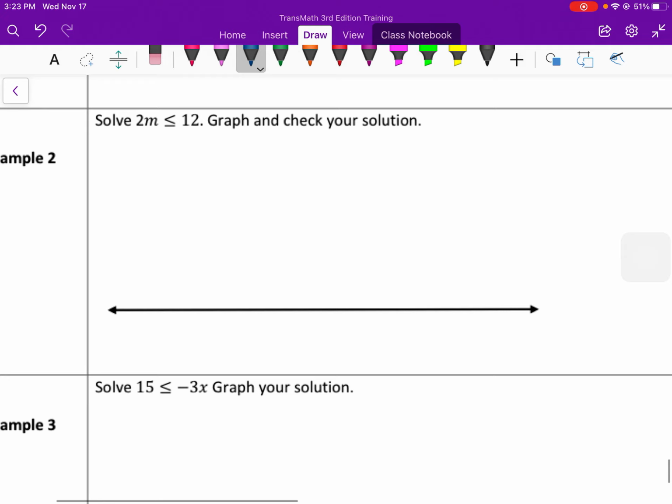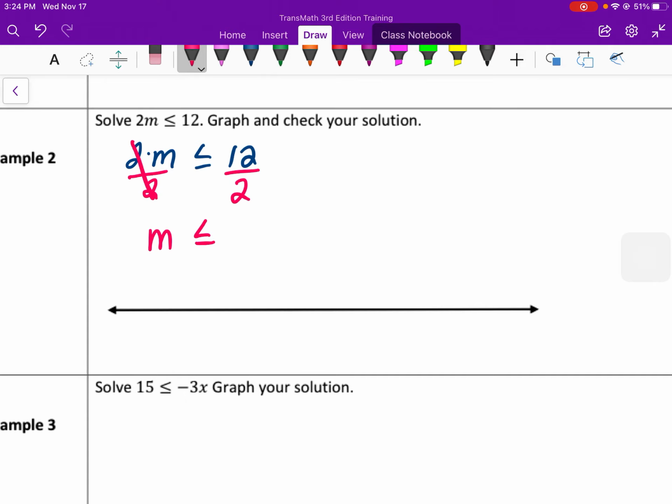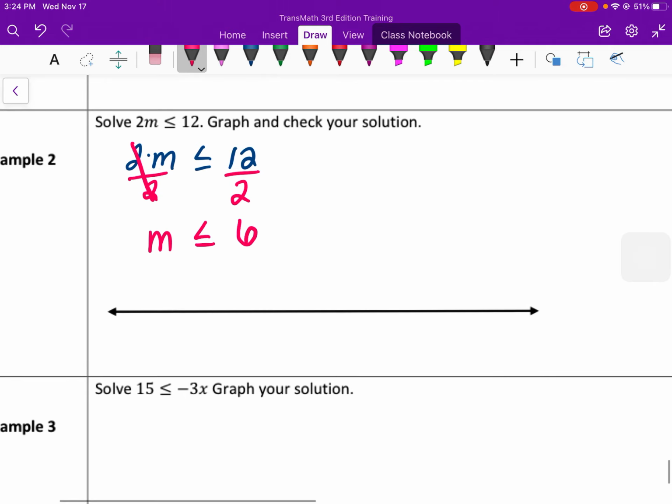So our first problem here is 2m less than or equal to 12. Remember, that means 2 times m is less than or equal to 12. And then the inverse of multiplying by 2 is to divide by 2. So 2 divided by 2 is 1, so we're left with just m. We divided by positive 2, so we do not flip the sign, so it stays less than or equal to. Then 12 divided by 2 is 6.